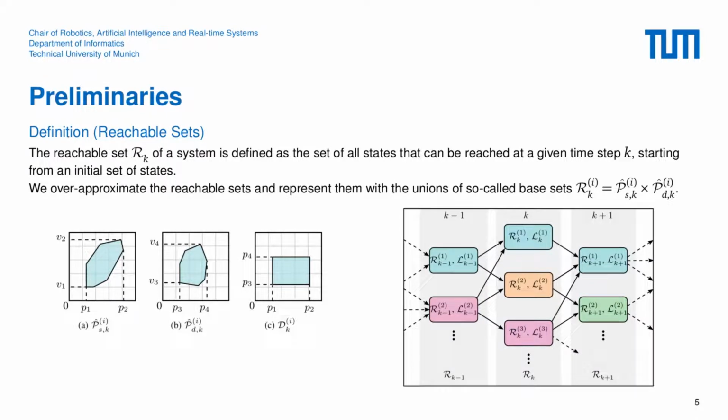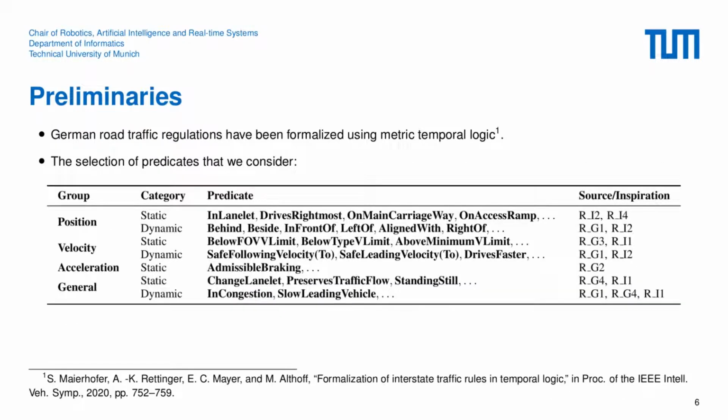Each base set is represented by a node in the so-called reachability graph, which is directed with edges indicating their reachability over time. Each node carries a set of semantic labels L, which are predicates that evaluate to true for the node. This table lists the selection of predicates that we consider in our work, which are sourced or inspired by our earlier formulation of German road traffic regulations using metric temporal logic. The predicates are grouped and categorized. Evaluating a dynamic predicate is obstacle dependent, whereas that of a static predicate is not.